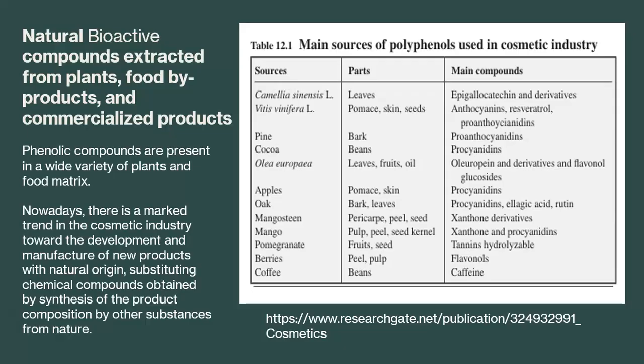Pine, we use the bark. Cocoa, we use the beans. Olea europaea, we use the leaves, fruits, and oil. Apples, we use the pomace and the skin. Oak, we use the bark and the leaves. Mangosteen, we use the pericarp, the peel, and the seed. Mango, we use the pulp, peel, and the seed kernel. I'm sure you've heard the craze about mango butter using the seed kernel. Pomegranate, you use the fruit and the seed. Berries, we use the peel and the pulp. And coffee, we use the beans. And the main compounds present are listed there.